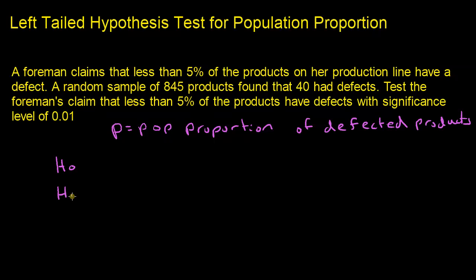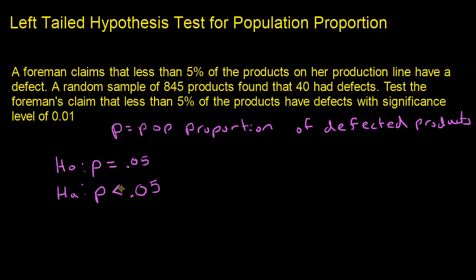It should always be your first step. Define your null and alternative hypothesis. It's going to be based on P, the population proportion. And the claim is that less than 5% of products will have defects. So the alternative hypothesis will be that P is less than 0.05, right? Less than 5%. And so then the null will be that P equals 0.05, right?